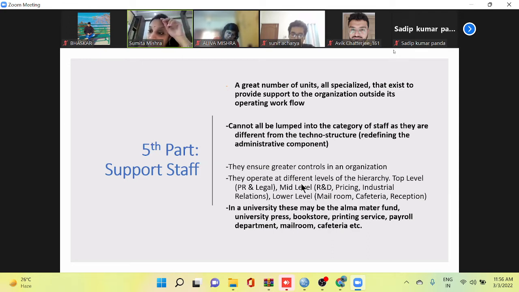Mid-level support in the university क्या होगा? Very important again, ICT and the library services. Highest level of support in the university are PR, legal, accounting and audit. They would form the highest level. So not directly doing the day-to-day work of the organization, but providing support to the work of the operating core. That is the meaning of support.